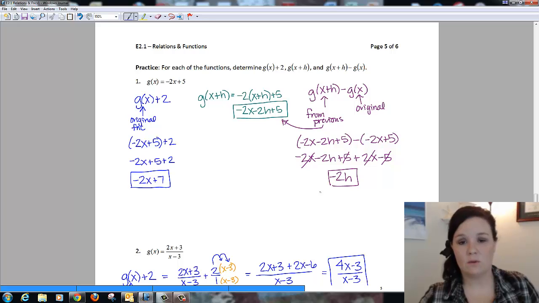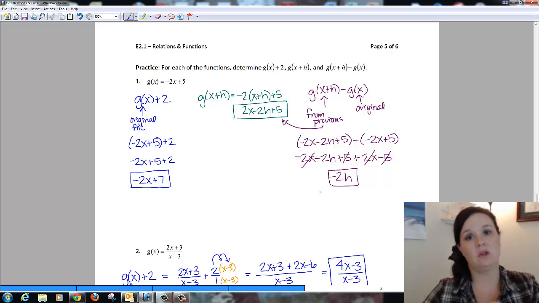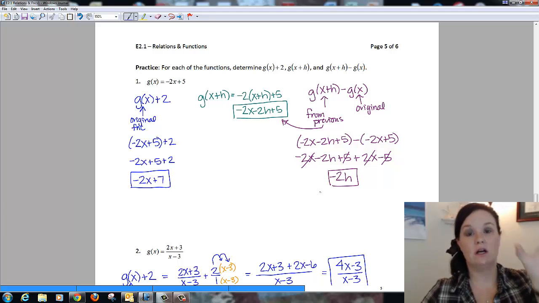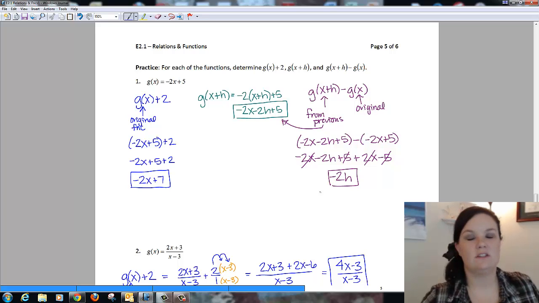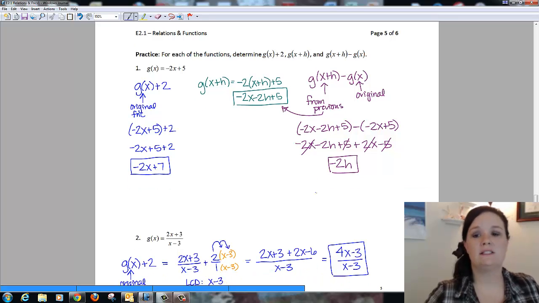On the second one, which I did in this turquoise color, here we're doing our g of x plus h. It is on the inside of the parentheses, so that quantity gets plugged in for x in our original function. So we're doing negative 2 times our new input, which is the quantity, plus 5. And then all we have to do is distribute the negative 2. On the one I did in purple, we're doing 2 quantities and subtracting them.